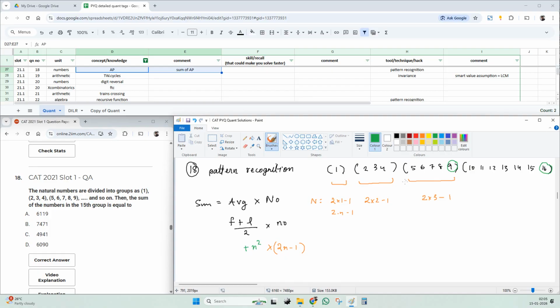What about the first term? The first term is the number immediately after the previous square. So that's going to be n minus 1 square plus 1. The previous group ended with n minus 1 square, and the current group begins with 1 more than that. So it is n minus 1 whole square plus 1 as the first term, and then n square as the last term, and then you have to divide by 2. So now you have an expression for the average, and now you have an expression for the number of terms. I'll simplify this a little bit.